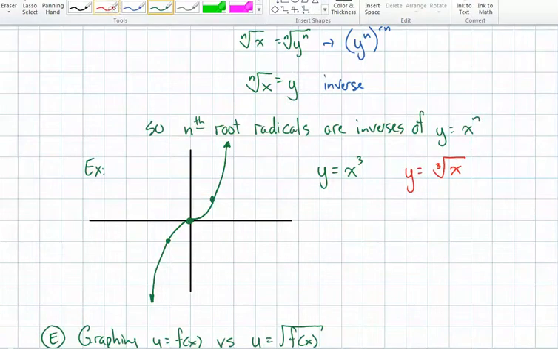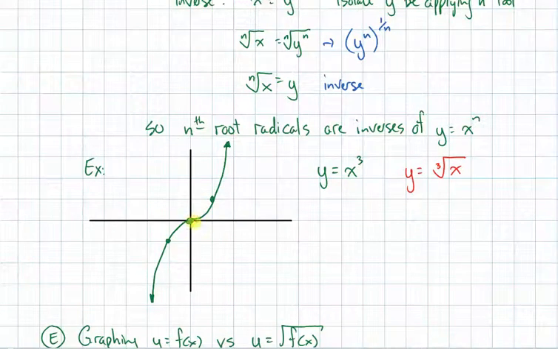Well, we know how to graph inverses. Inverses have the points exchange. So 0, 0 becomes 0, 0. 1, 1 becomes 1, 1. Negative 1, negative 1 becomes negative 1, negative 1. Those 3 points don't transform.